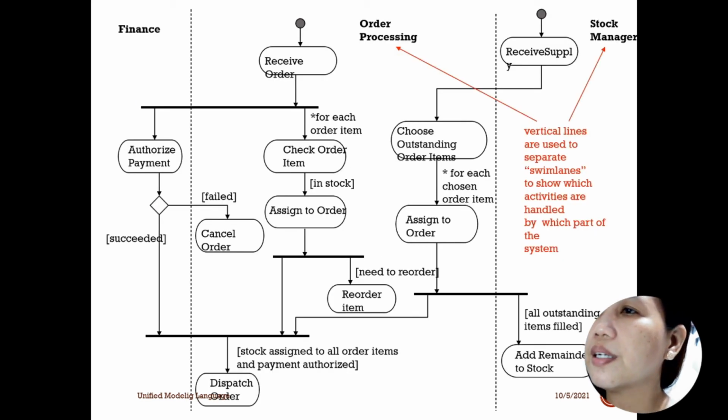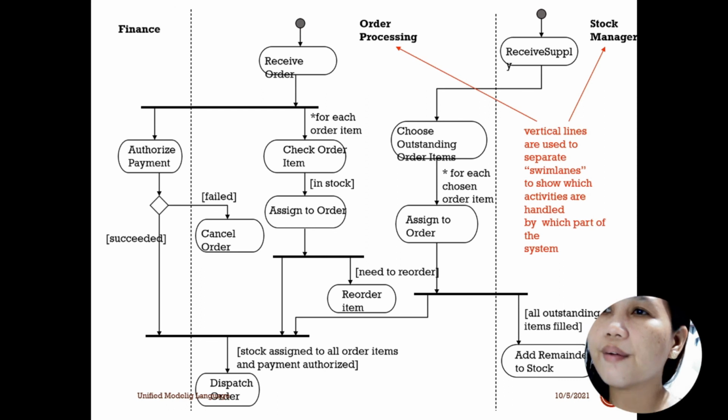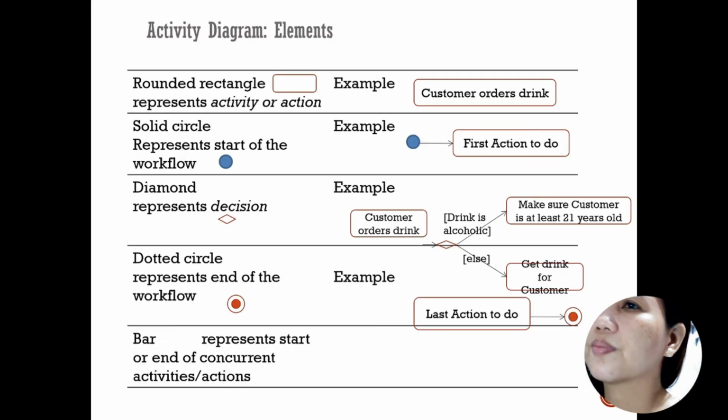Here is another example of forks and joins. We have the fork, receive order items, and then under the join we have the stock assigned to all order items and payment authorized.